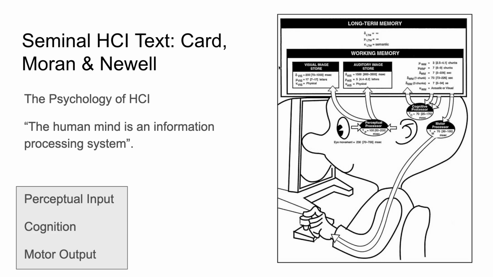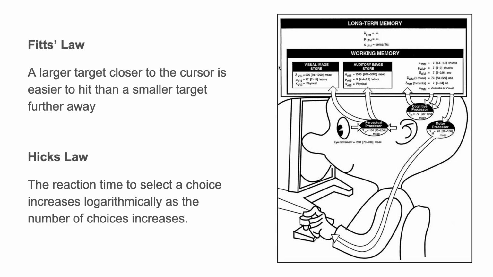And then what is the output? So in this example here, you're going to press a button, but once you've made that decision, how long does it take for the brain to send that information through the nervous system to your finger to press the button? This, what we would now call the interaction cycle, is the basis of this text, The Psychology of HCI. It's a huge book, but there are parts of it that are very, very interesting. And within it, there's a summary of a few different laws or different things that we use when we're designing interfaces.